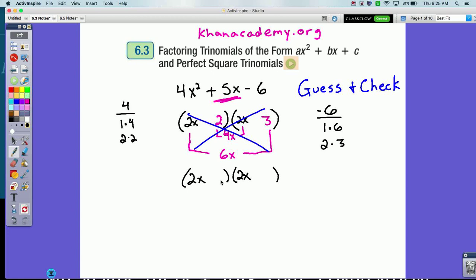Let me try 1 and 6. So if I put a 1 and a 6, the outside gives me 12x.